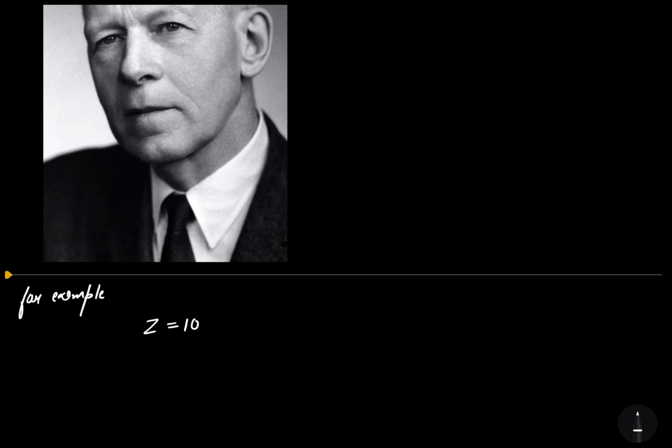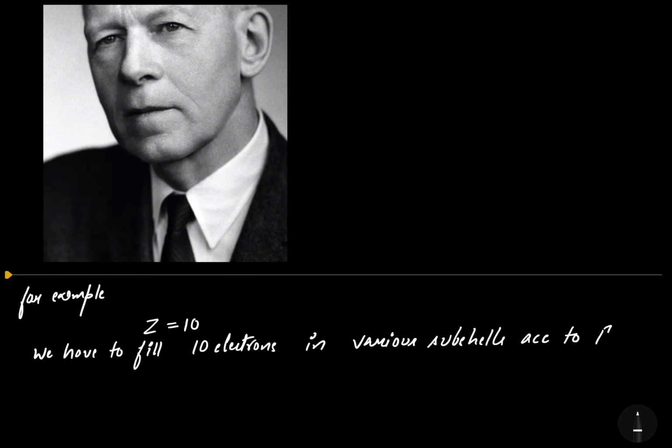It means we have to fill 10 electrons in various subshells according to their increasing order of energy.